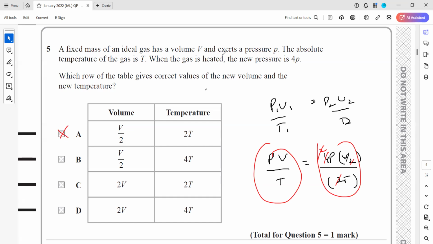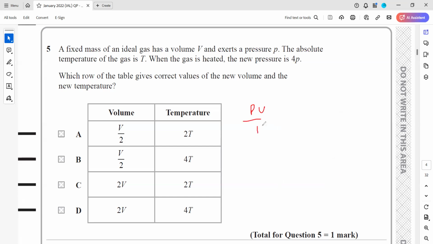Otherwise, if you check with the other one, like PV over T, the new pressure is 4P, the new volume, according to this, is V by 2, and the new temperature is 4T. So V will cancel with this 2, and this will be 1, and this will be 2. So this side will be PV divided by 2T, and this side is PV over 2T. So they are not equal, so any other will not match. Only A will match. The left hand side and right hand side will be equal.